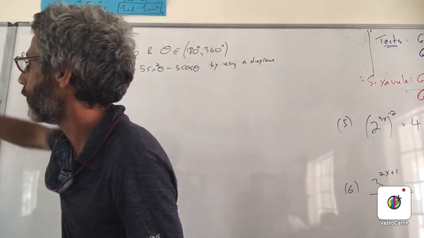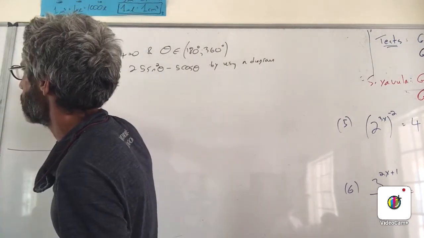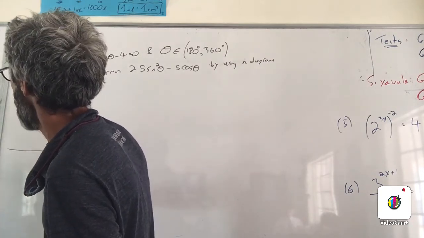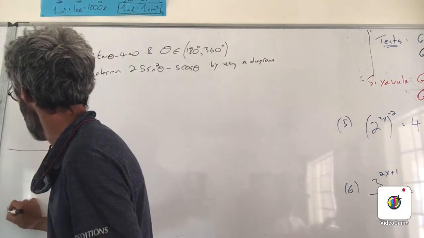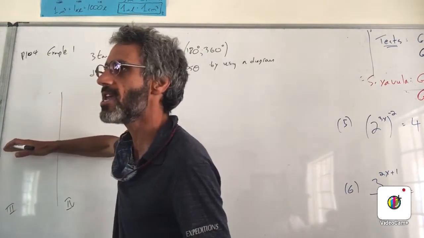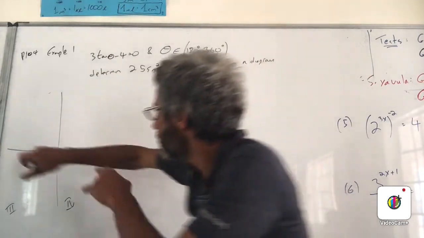So let's draw the quadrants. Which quadrant can it be? Not the second, it can't be the second. It's from the third to the fourth. 180 is already here. It's more than 180. Although it could be on the edge in between.